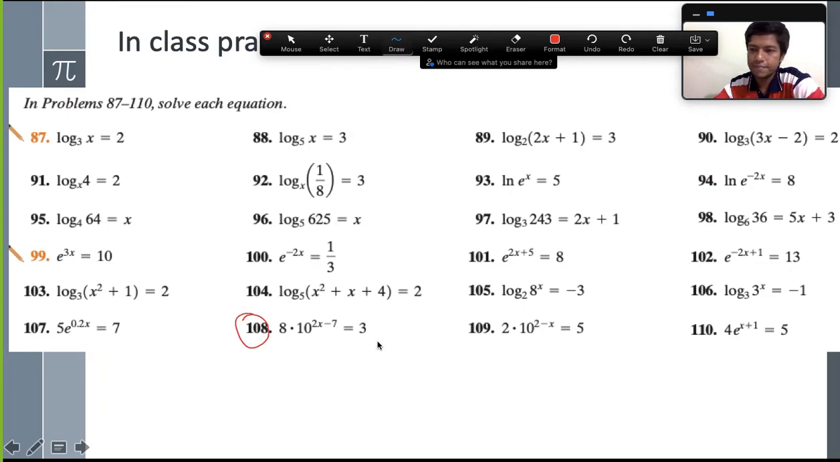This one. Similar, but there is no e here. What do you do about that? Something similar: you have a number, so send this number to the other side, then it becomes 10 to the power 2x minus 7 equals 3 by 8.